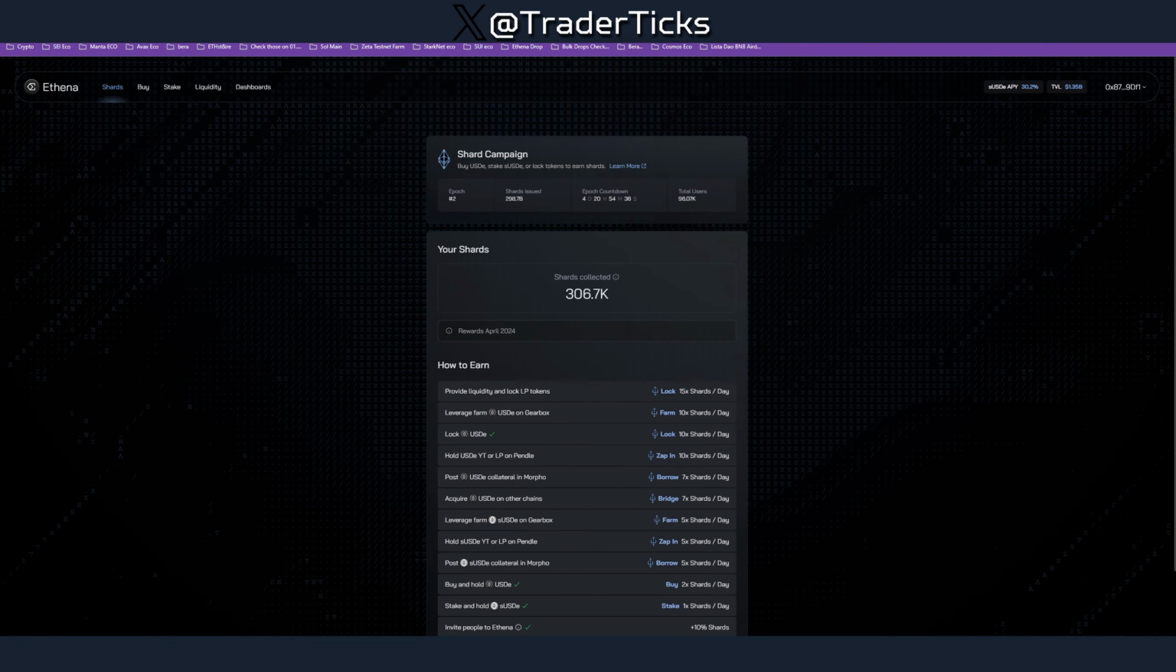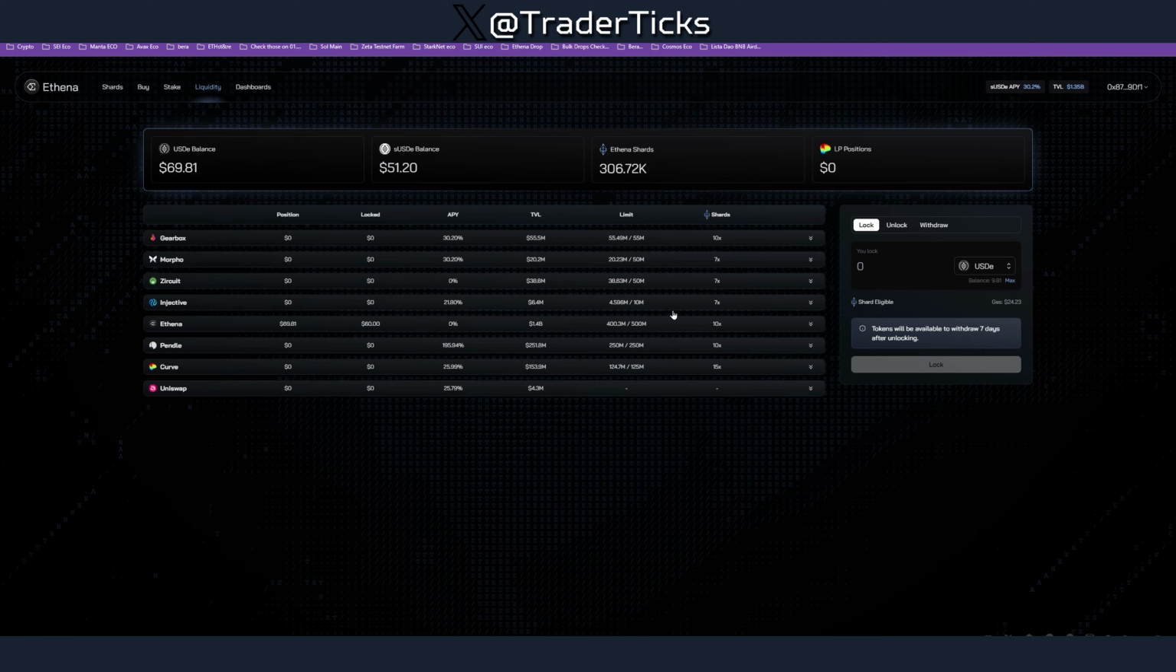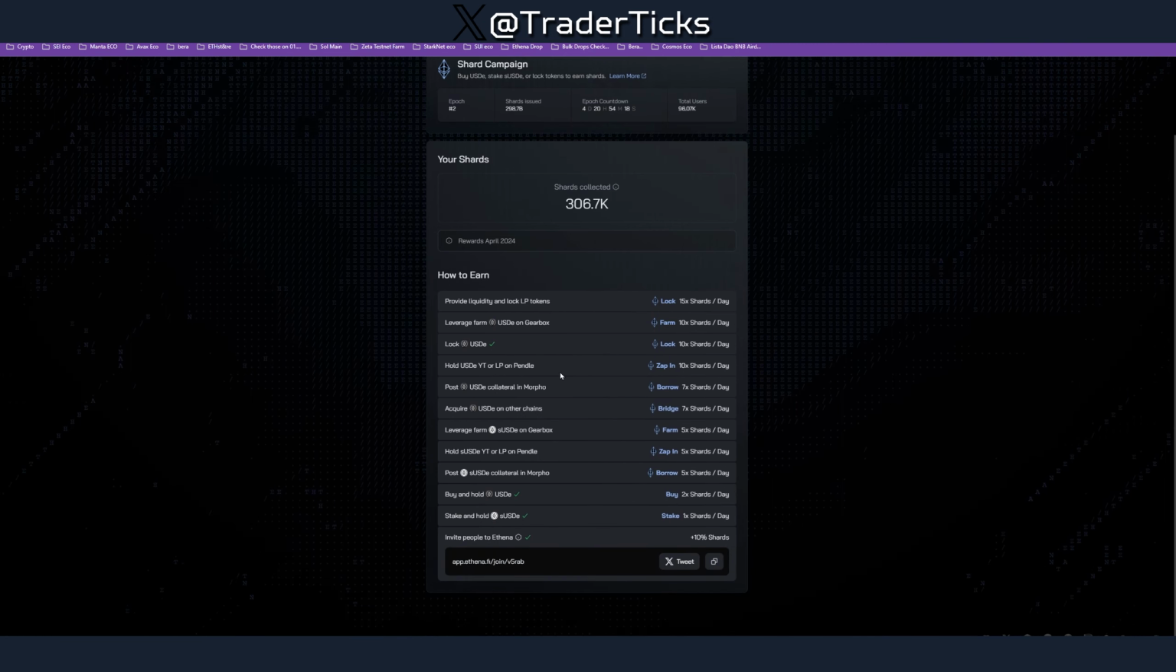And moving on, we have Ethena, where you can buy USDe. You need USDT to buy USDe, and you can stake it, and you can provide liquidity. And the purpose of this one is to farm the Ethena shards. Now you can of course click to shards, and you can perform those actions, all of them or a couple of them, to start earning shards per day. And here we can see about Pendle, which is something I'm gonna probably do after the video to take advantage of the high percentage there.